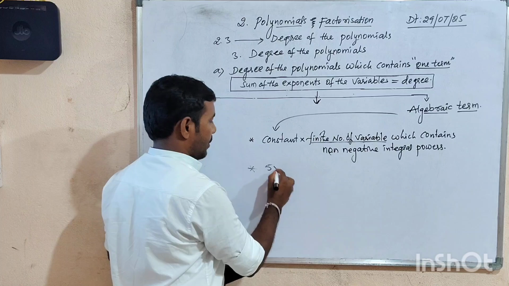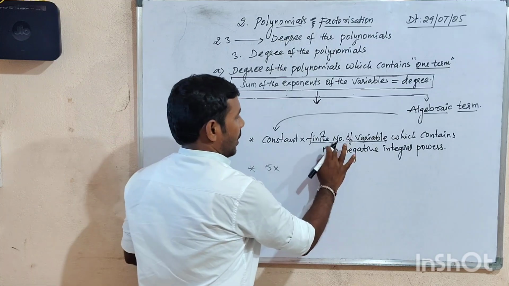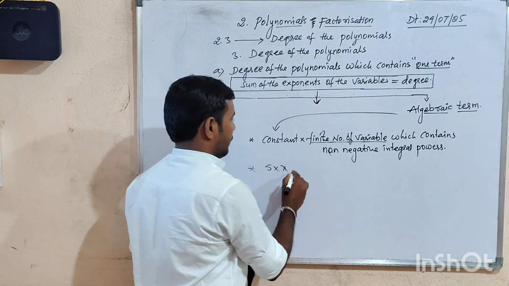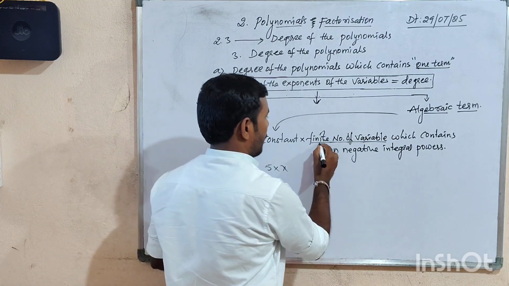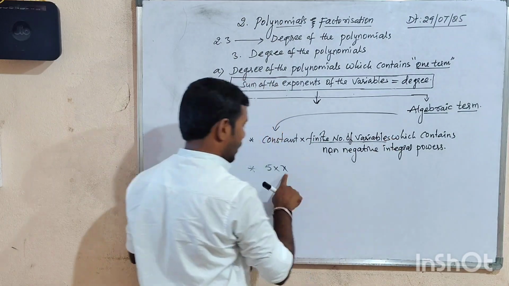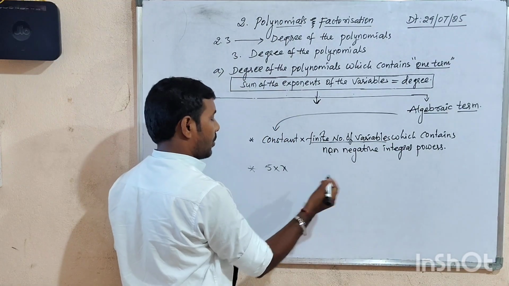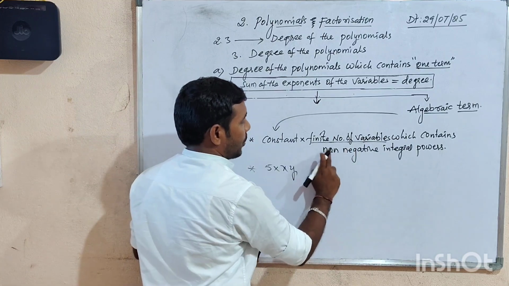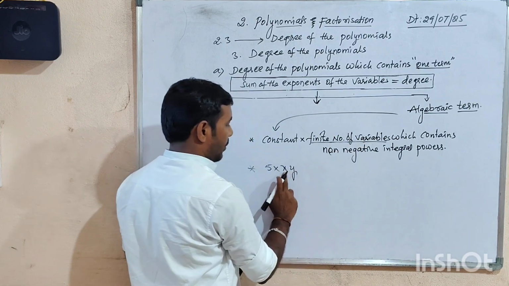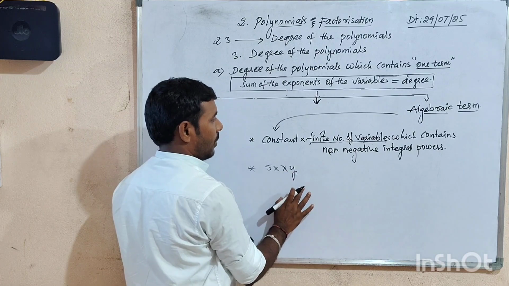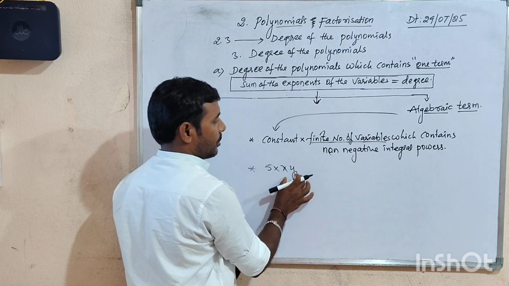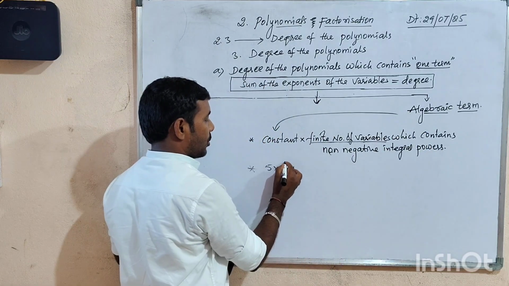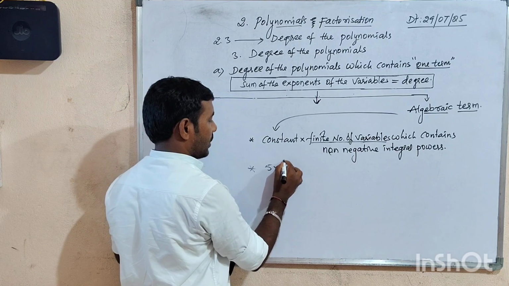Now I am taking a few examples based on this. 5 into x to the power of, where the variable is x. And a finite number of variables, not only one. You take another also, one more, two more. Let us take y, and their exponents. There are two variables, which contain non-negative integral powers, nothing but whole number powers. For example, you take 3, here 2.